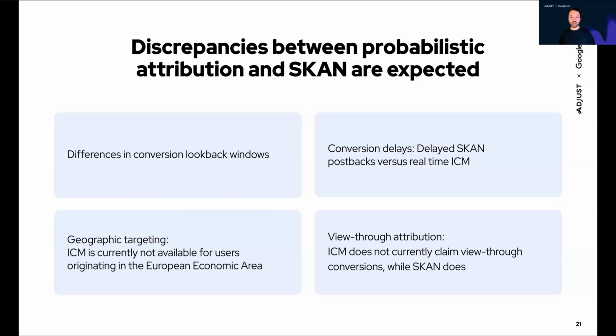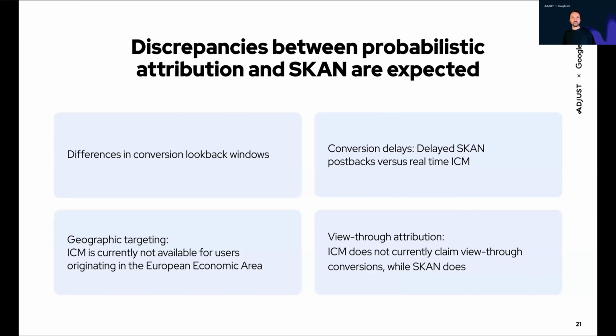And the second one, the conversion delays. So as you know, SKAN postbacks are delayed, but ICM signals are showing up closer to real time, which matters a lot because if you are actively adjusting your bids and budgets, the real-time data gets higher priority. So the third one is the geography. Depending on your current availability and your policy, certain regions may or may not be covered in the same way. One example here, again, is EU users in the EEA.